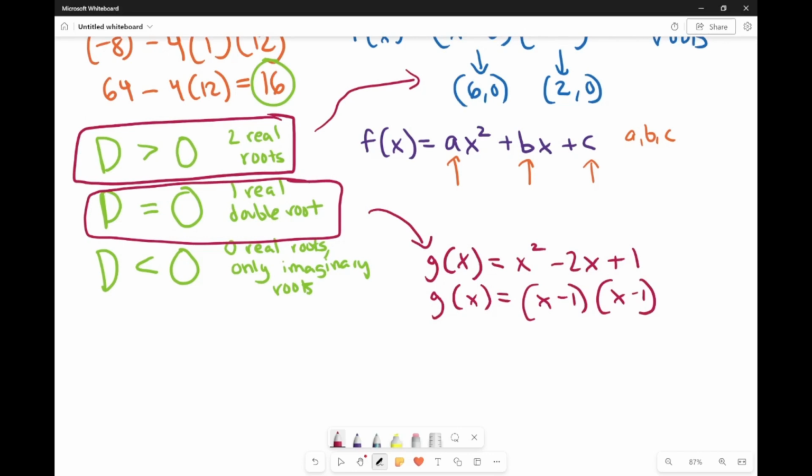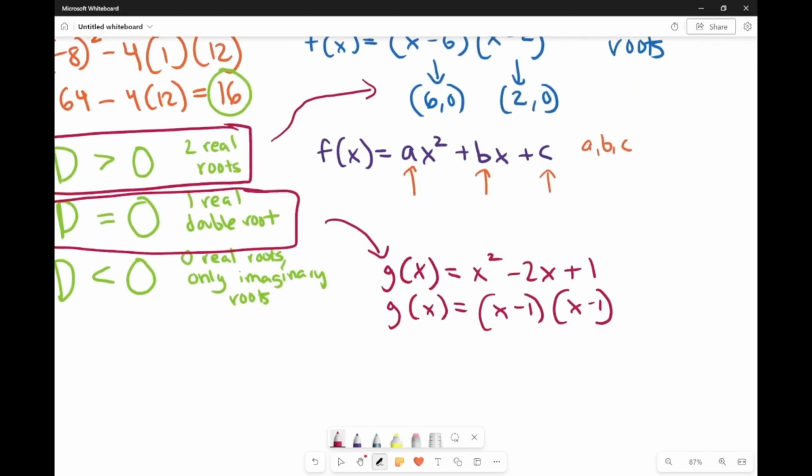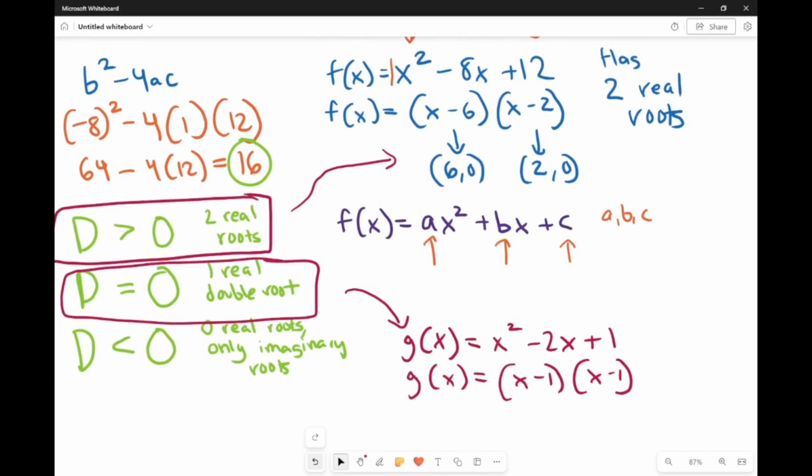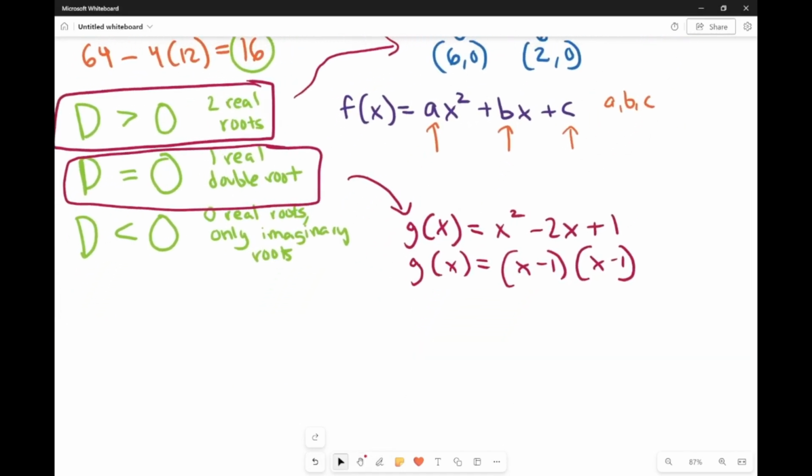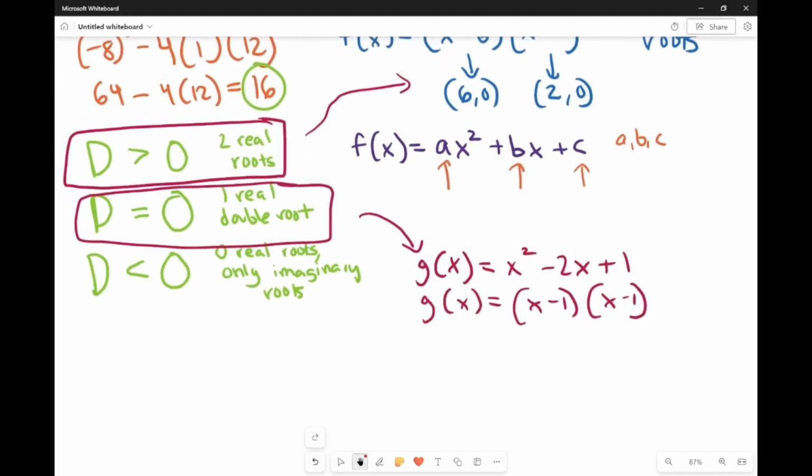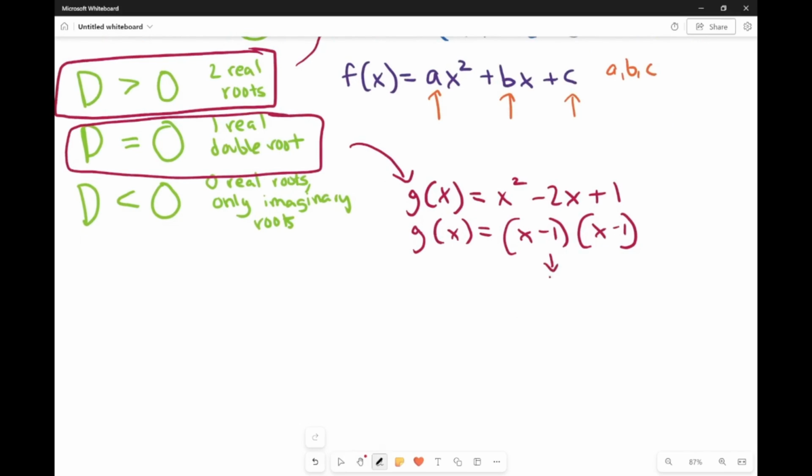Cool, right? One thing I want you to notice is that our factors here are repeated. Notice here in this function f of x, we have two different factors going on. We have x minus 6 and x minus 2, whereas in g of x, we have one factor repeated twice, x minus 1 repeated twice. Now, we know that means that our one and only root is 1, so 1, 0 is our x-intercept.